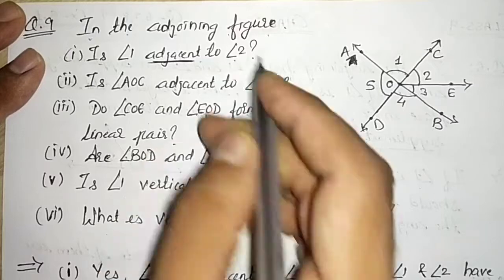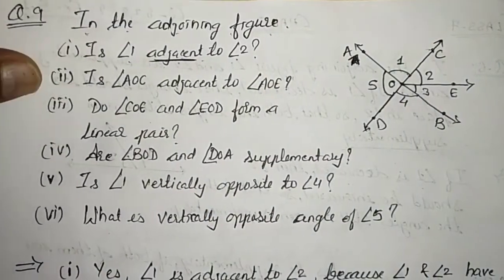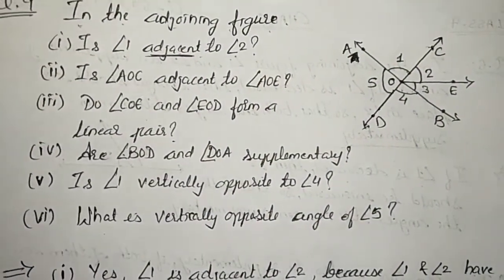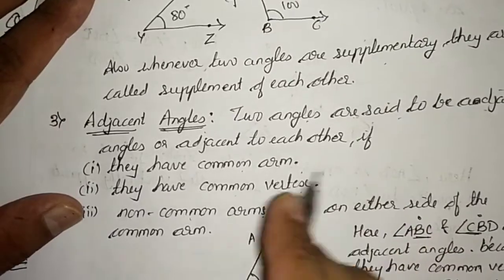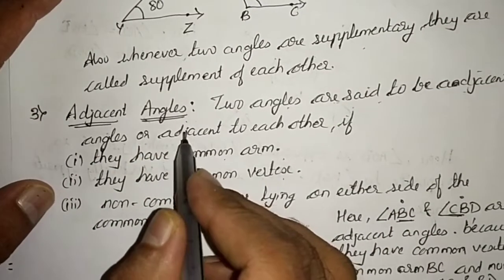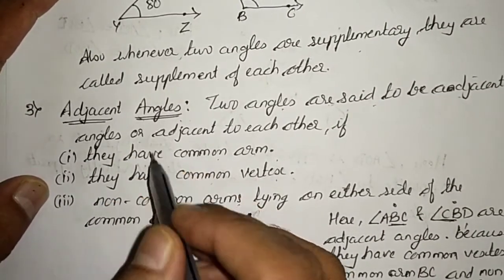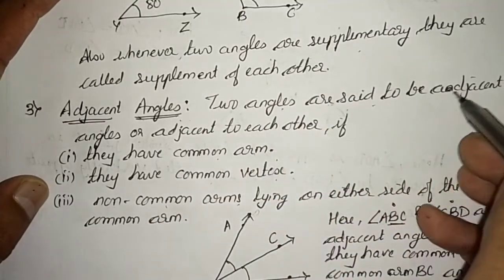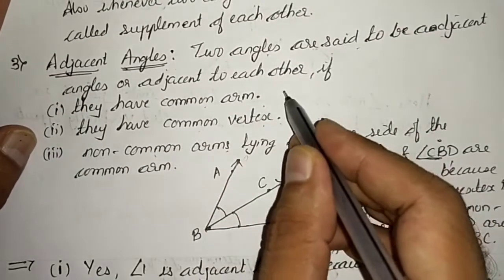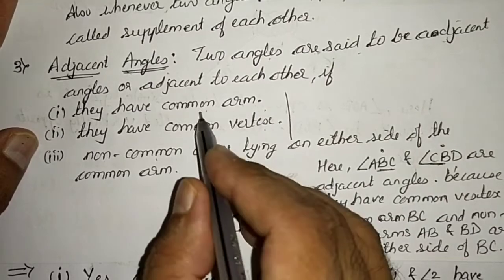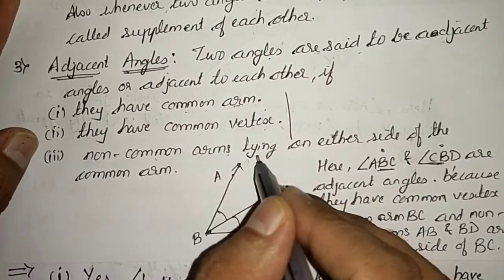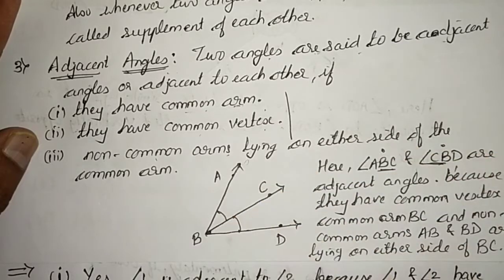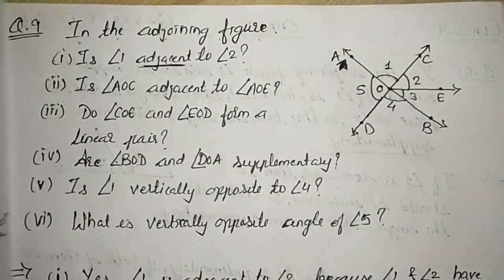For this, we have to take the definition which I have provided you in the introductory part. Adjacent angles, when can two angles be adjacent? Two angles are said to be adjacent if they follow these three rules. That means they have a common arm, a common vertex, and the non-common arms lying on either side of the common arm. So let us see.